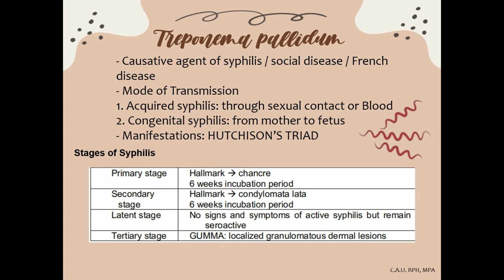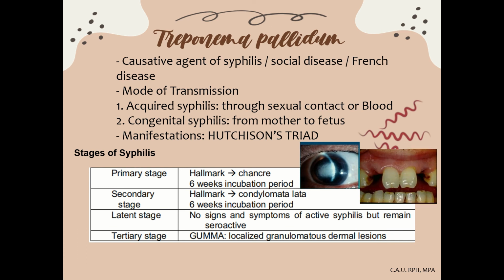Hutchinson's triad is a common pattern of presentation for congenital syphilis, or syphilis in children, and consists of three phenomena. That's why it's called a triad. That is interstitial keratitis, or the inflammation of the middle layer of the cornea, malformed teeth as shown in the picture, and 8th nerve deafness. There may also be deformities of the nose known as the saddle nose deformity. Again, the Hutchinson's triad phenomena are interstitial keratitis, malformed teeth, and 8th nerve deafness.